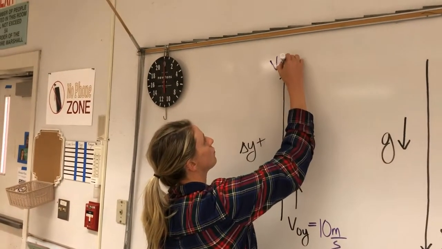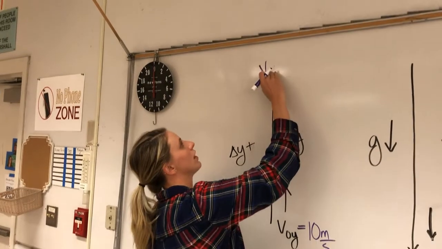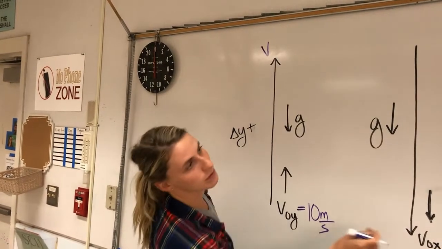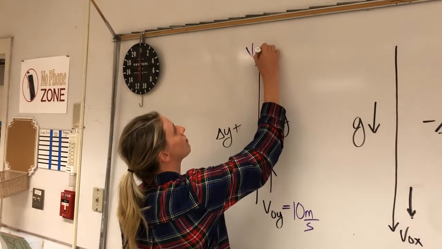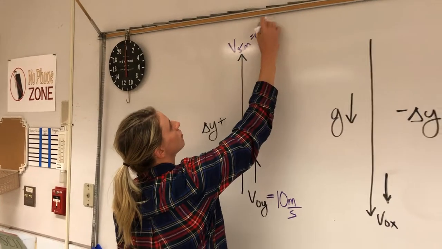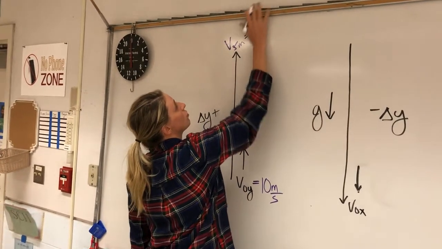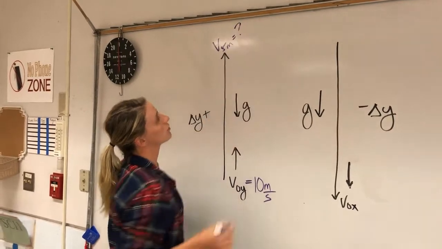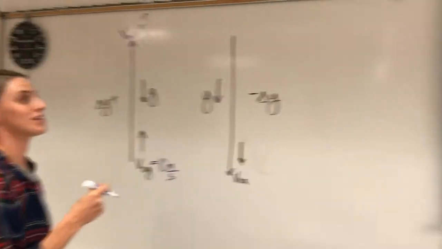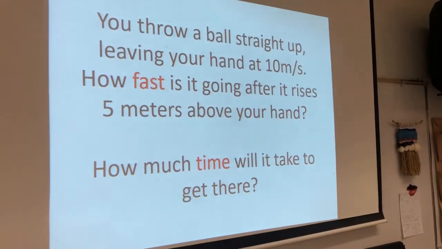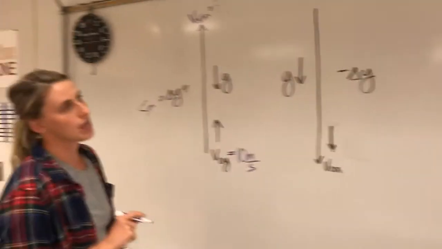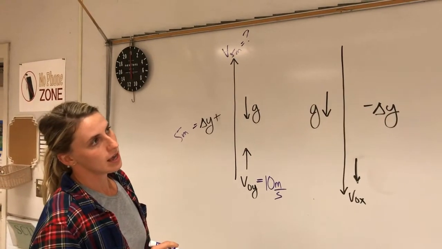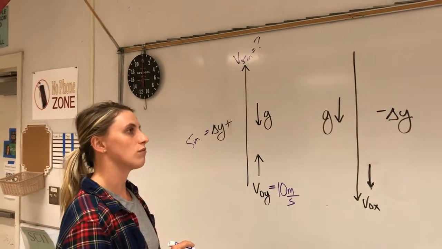So we want to know how fast it's going at the end, so we want to know V final. Actually, it's not really V final because it falls over here. 5 meters right there. We don't know. We're trying to figure out what's going on up here. That's our question mark, right? I'm so used to writing zero at the top. 5 meters. Okay.